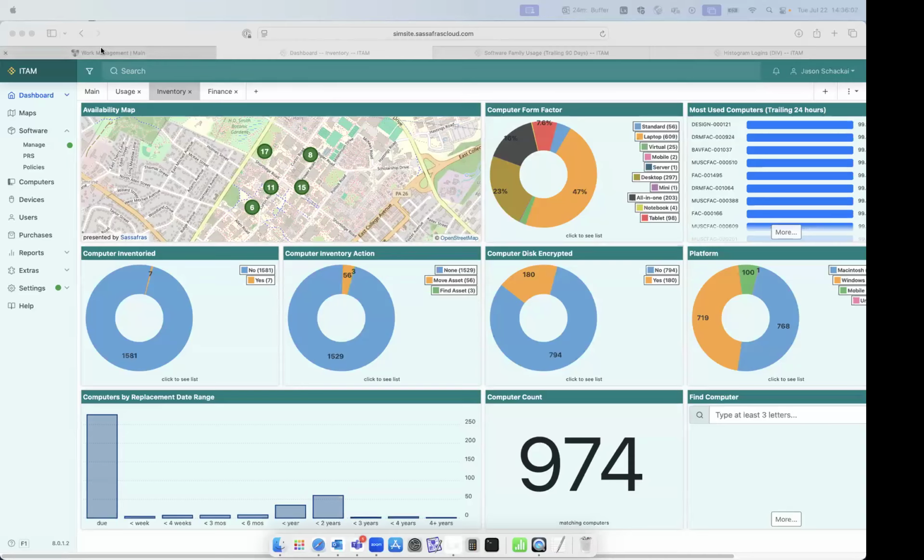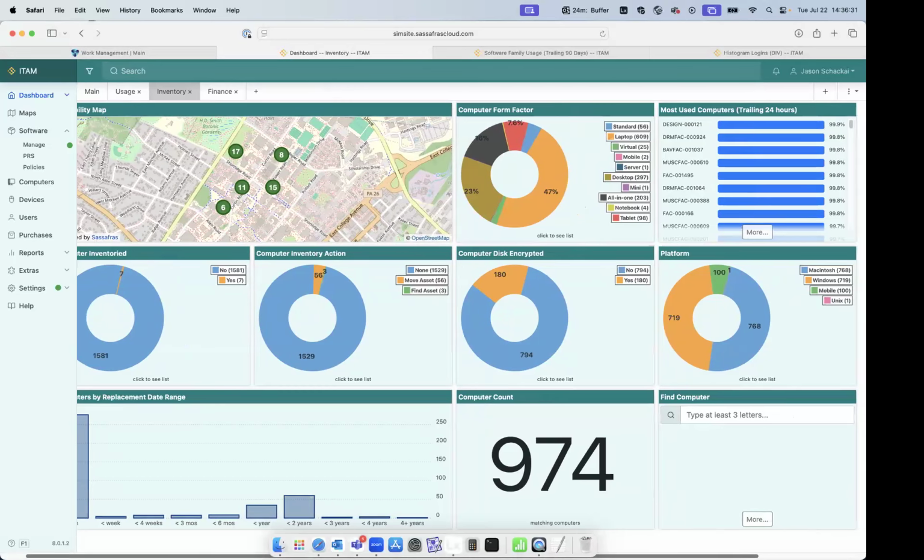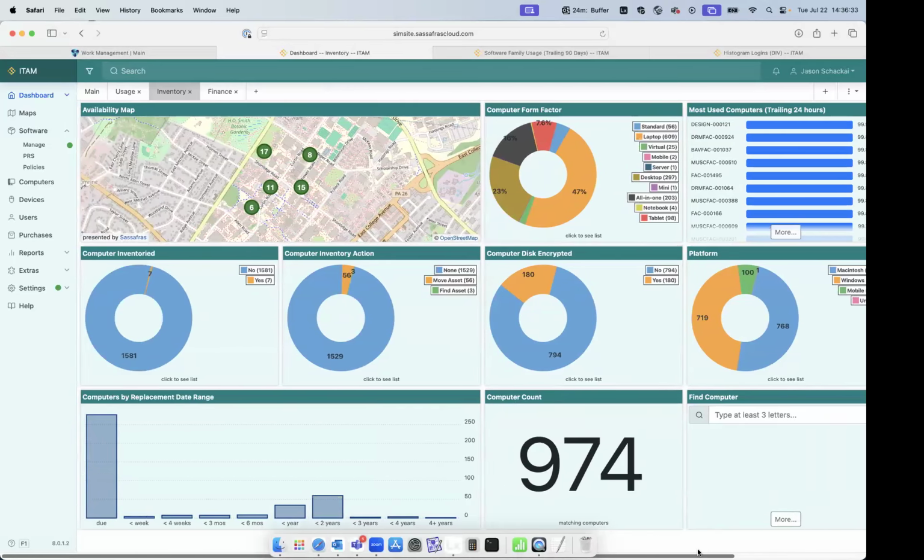So jumping into the UI, this is, of course, a dashboard. And on this particular tab, we've got hardware inventory type information. Sassafras, or the ITAM tool, is an agent-based tool, very lightweight agent. It's 10 megabytes with less than 100 kilobytes of traffic per day. And you can see some hardware configuration type details here on this inventory dashboard, as well as some hardware usage type information.